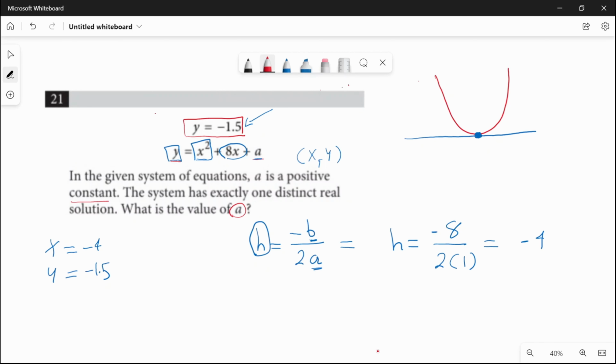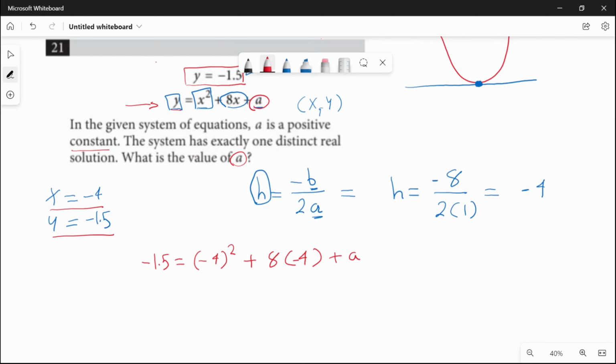The last step is plugging in these values into the quadratic function given and then solving for a. So we will have negative 1.5 equal to negative 4 to the power of 2 plus 8 multiply negative 4 plus a. Now, negative 4 to the power of 2 is equal to 16. 8 multiply negative 4 is equal to negative 32 plus a, and that's equal to negative 1.5.